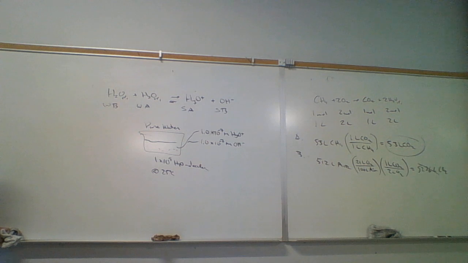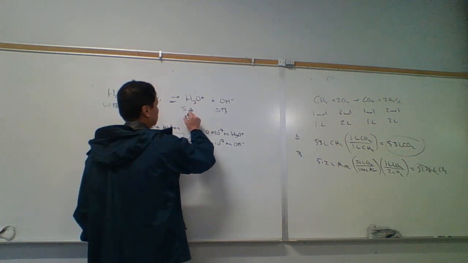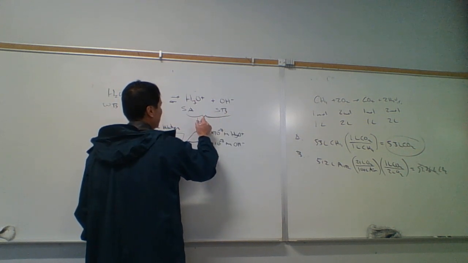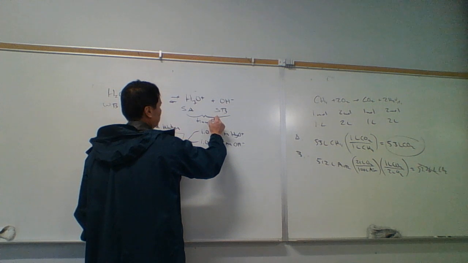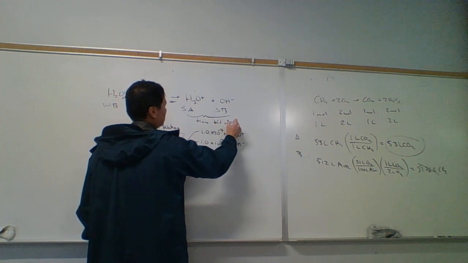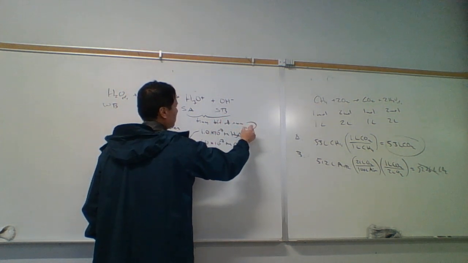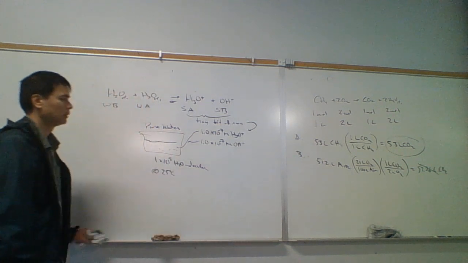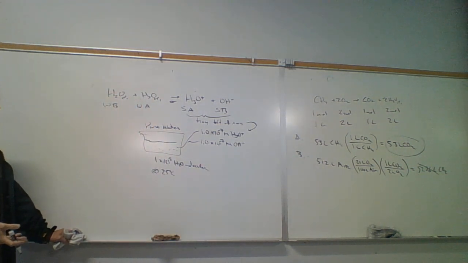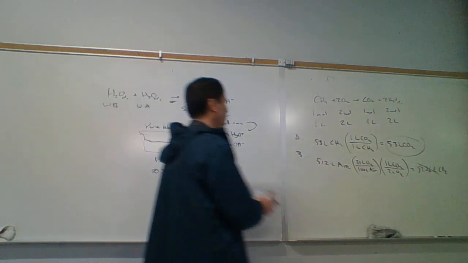So that's about 4 parts out of a billion. So a tiny bit of reaction does occur to form this amount of product here. So for every liter of water, I'll have 10 to the minus 7 moles of hydronium and hydroxide per liter of water.